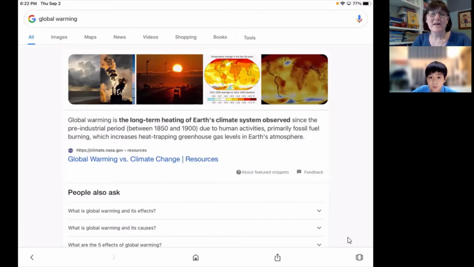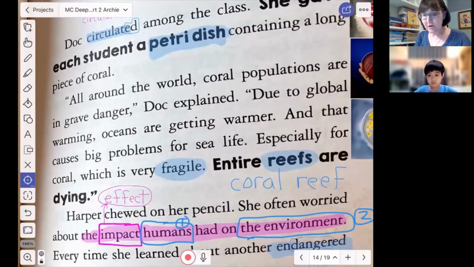And they think that that is the cause of the temperature of the whole Earth getting just a little bit warmer each year. But that can affect things like coral if it depends on the temperature staying exactly the same and not changing at all. So here the teacher says, due to global warming, oceans are getting warmer, and that causes big problems for sea life.